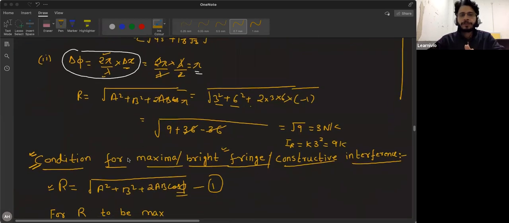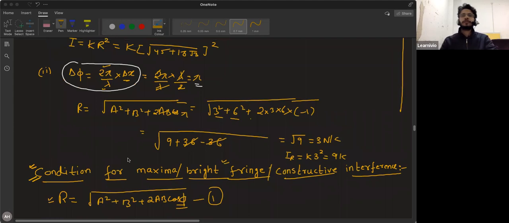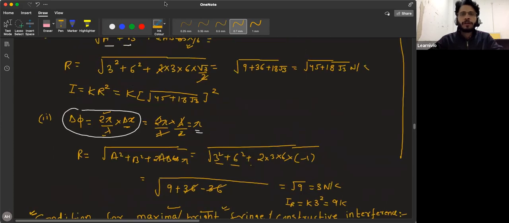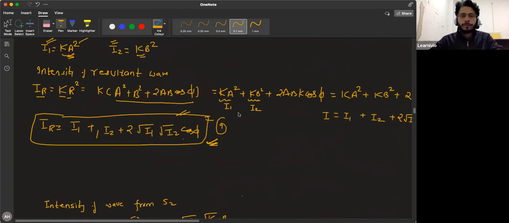Okay, next. The next task is the condition for maxima, bright fringe, constructive interference. Does everyone have written up to here? Nabil, Umar? Yes, sir. Okay. So see what we will calculate now.